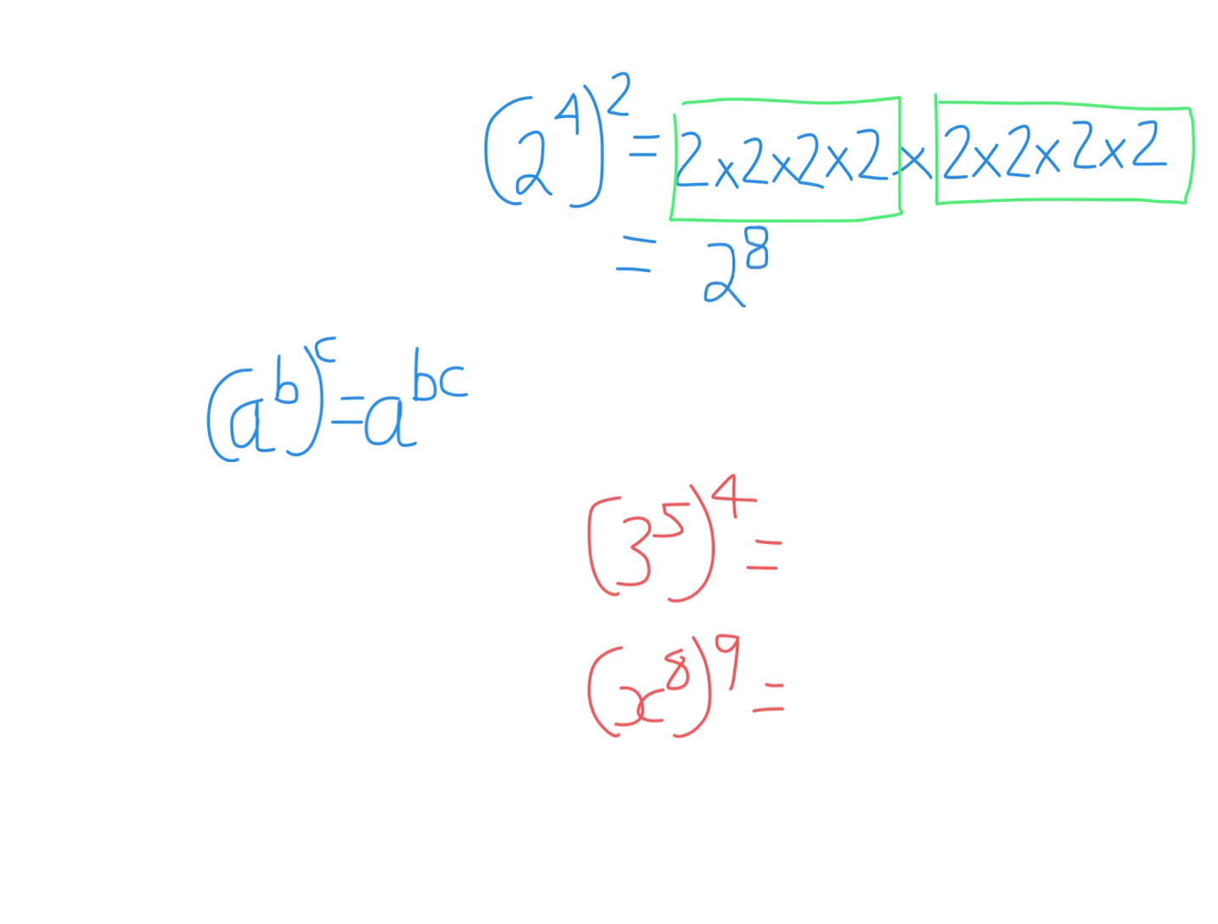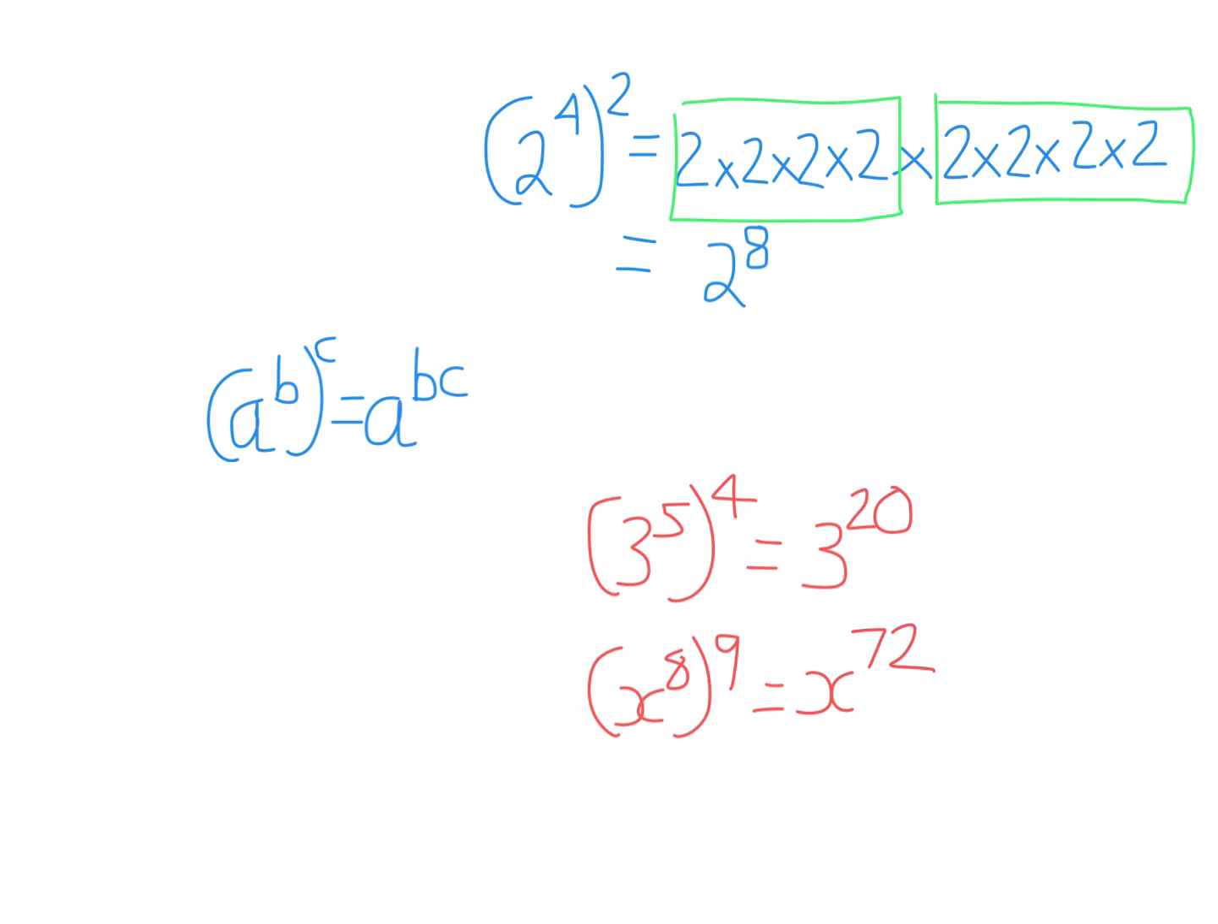Once again, there was a quick way to arrive at the answer. If you're raising a power to another power, you keep the same base and simply multiply the powers. 4 times 2 is 8. And that's what this says here. Power to another power, keep the same base, and multiply the powers. Remember, bc in algebra means b times c. So 3 to the power of 5 to the power of 4, you simply keep the same base and multiply the powers. x to the power of 8 to the power of 9, you simply keep the same base and multiply the powers.